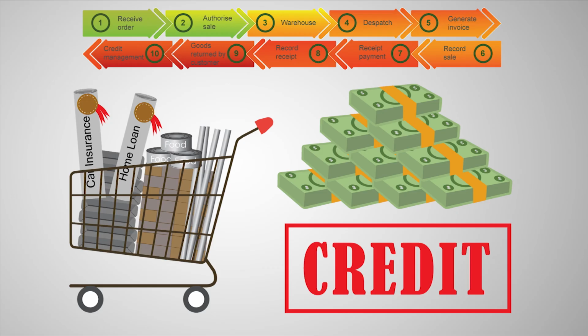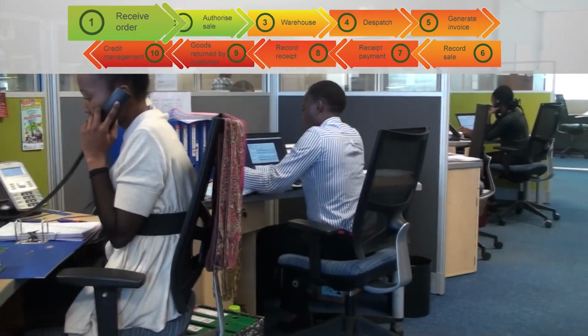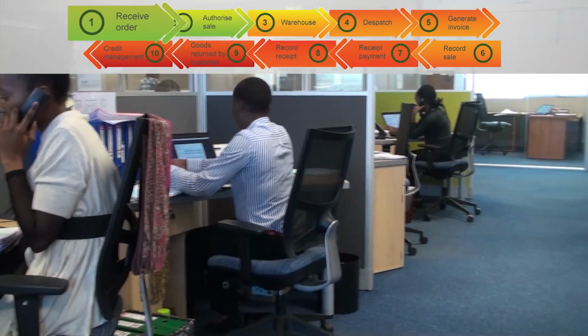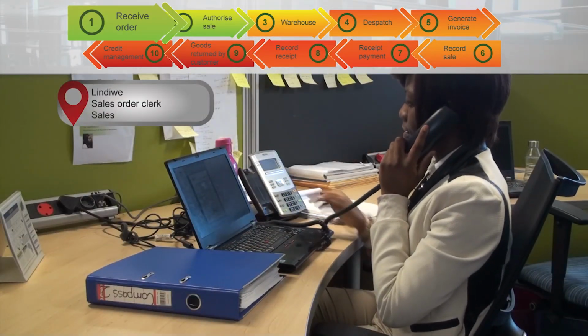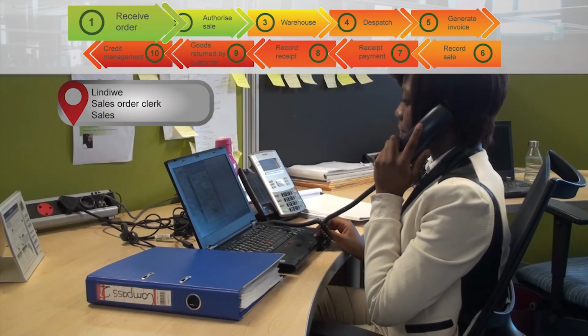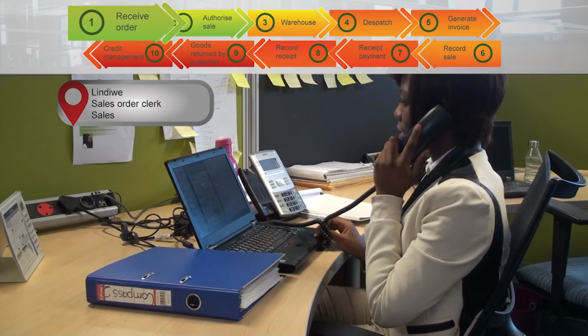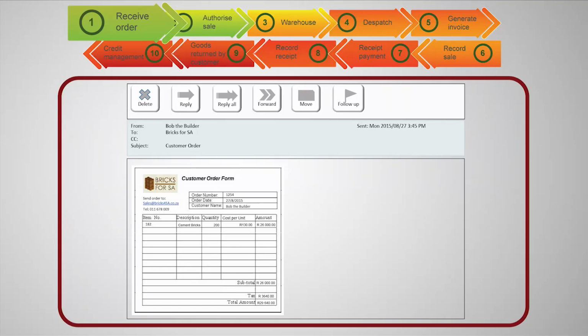Let's take a look at how the revenue and receipt cycle works within the business. The sales department of Bricks for SA Limited is where step 1 of this cycle, receiving a customer order, takes place. Lindiwe, who is a sales order clerk in the sales department, receives customer orders via the internet or phone. Due to the nature of this business, they do not deal with walk-in customers. A customer order is the customer's instruction as to what goods are required.